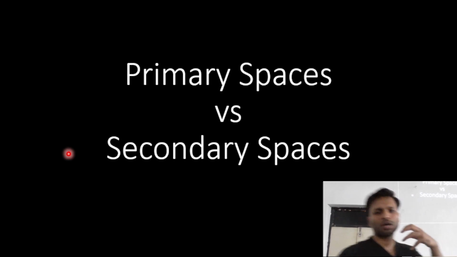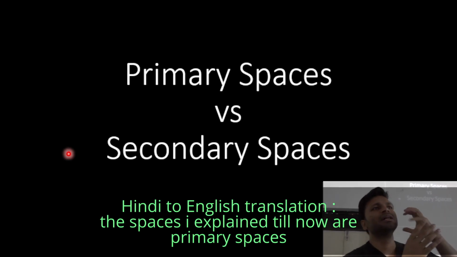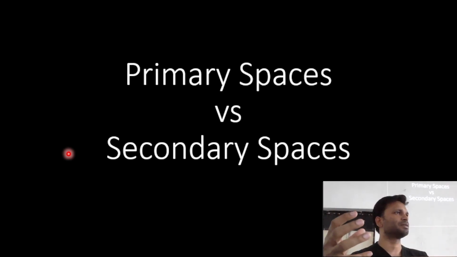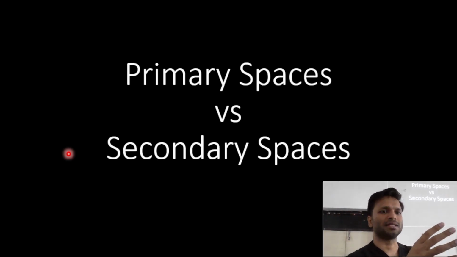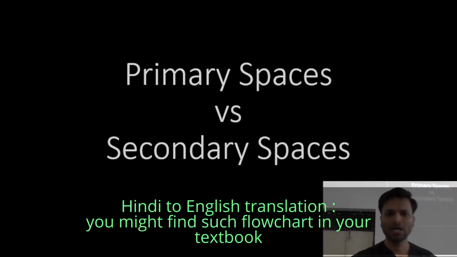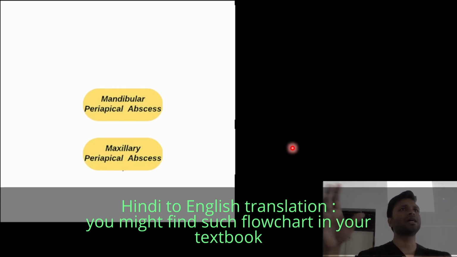Now we are going to talk about primary and secondary spaces. Whatever I have told you so far, these were primary spaces. The spaces that are involved directly after the periapical abscess are the primary spaces. And from the primary spaces, the infection spreads and involves other spaces. Those are the secondary spaces. So you will find a table and a flow chart like this in your textbook.